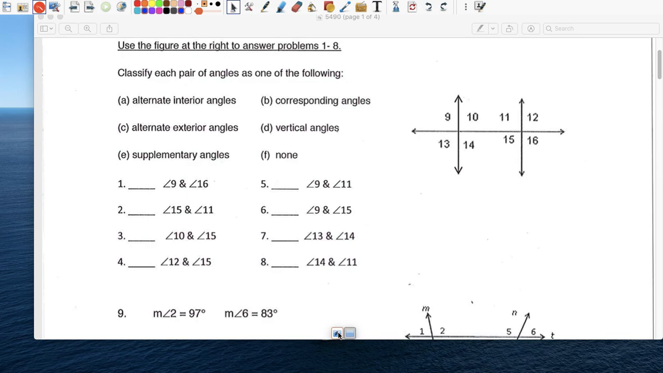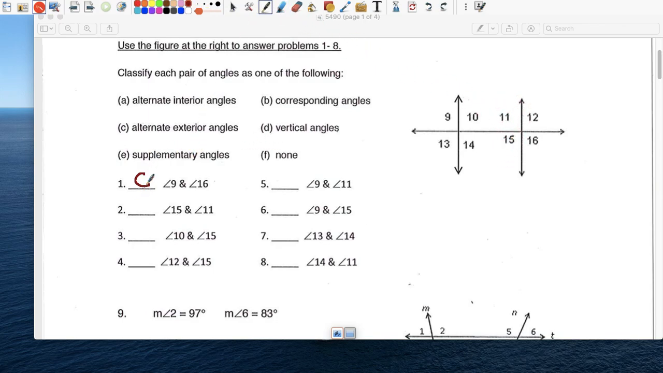We want to identify the relationship between certain angles. So they're saying 9 and 16, and I'll highlight 9 and 16. And you can tell they're alternate exterior angles. Let me go to the next one. It's 15 and 11, right next to each other, right? So those are supplementary. Angle 15 plus angle 11 is supplementary.